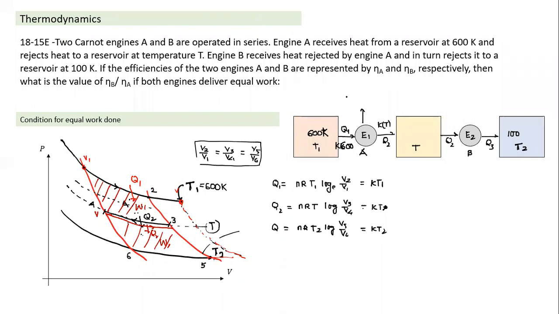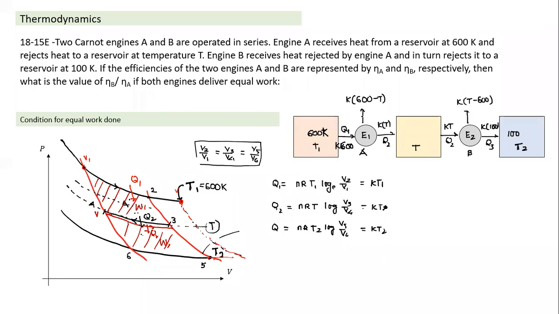What would work done be? Work done will be equal to some constant K, I'm taking K as a constant of proportion, into this temperature difference. So this work done will be K into 600 minus T. And Q2 will be equal to K into T. And Q3 will be equal to K into 100 temperature. So all K multiplied by corresponding temperature. So this work done will be equal to K into T minus 100. This is what we had done yesterday.